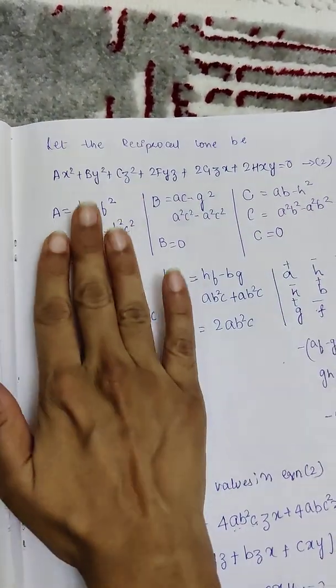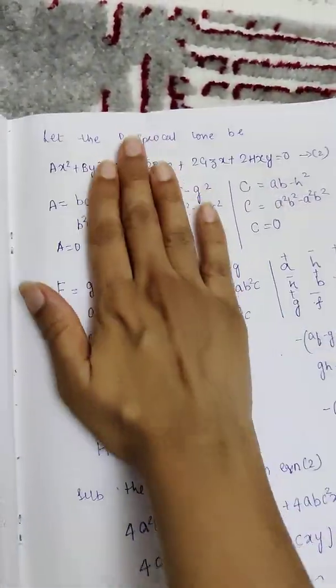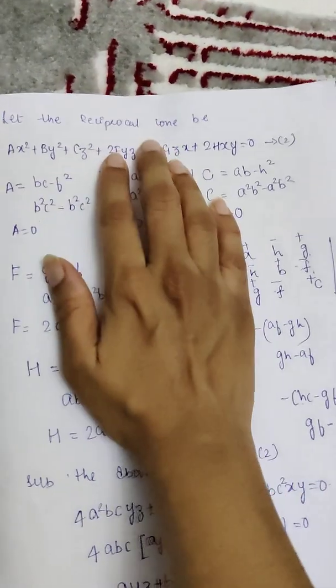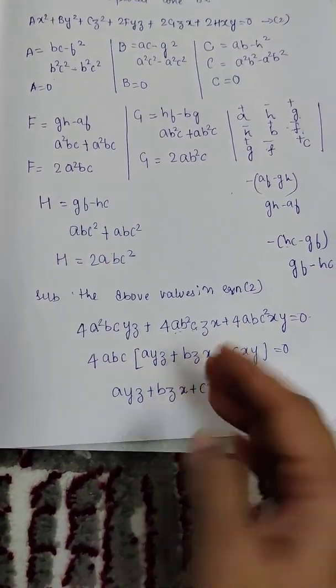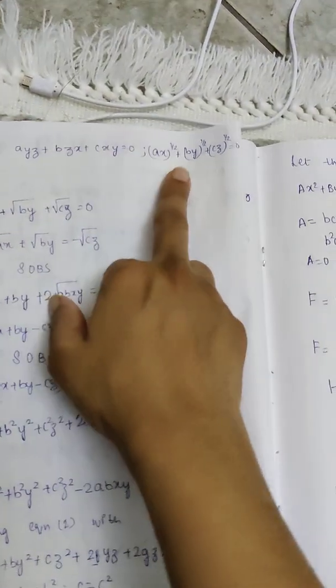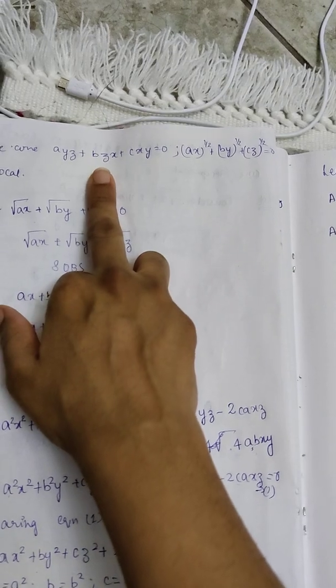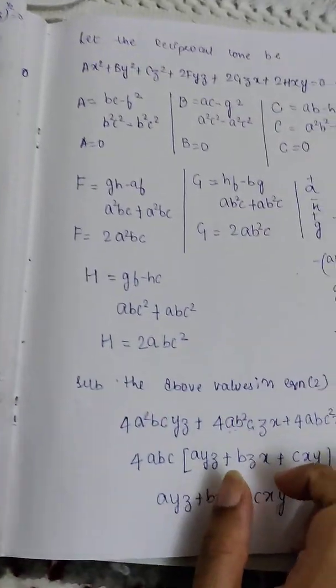And then I know how to calculate the values of capital A, B, C, F, G, H. I'll plug in all the values, substitute back into equation number 2, wherein I'm going to get the equation of the reciprocal cone. And how do I know the answer is correct? It's already mentioned in the question. So I took this equation, and it happens that its reciprocal cone looks in this particular form. I hope I'm clear with this.